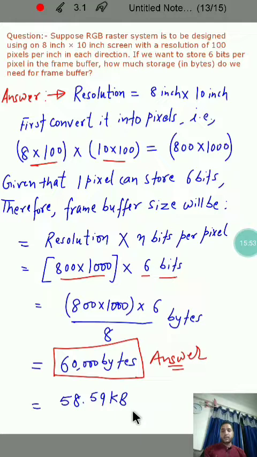And if it asks you to find the frame buffer in kilobytes, how will it be calculated? You will have to divide this 60,000 by 1024 and it will be 58.59 kilobytes, if it is asked. But in this question we are only asked how much space you need in bytes in order to store this resolution when one pixel can store 6 bits. So the answer will be 60,000 bytes. Okay, so I hope this question is clear. So let's move on to the next question now.